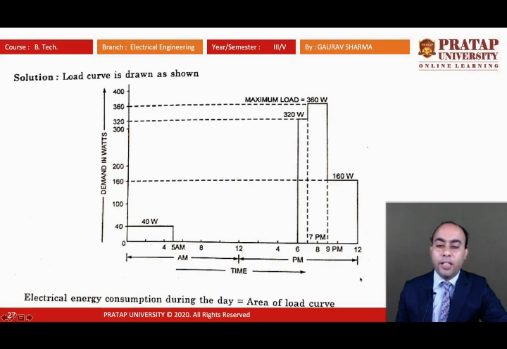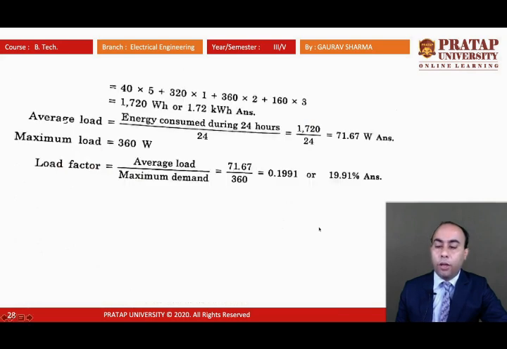Now electrical energy consumption during a day is equal to the area of the load curve. So now it is equal to 4 into 5 and 320 into 1 plus so on. From this we calculate the total watt hour or the kilowatt hour. Now average load is the energy consumed during 24 hours. So the energy consumed is 1720 watt hour in the 24 hours, divided by 24.